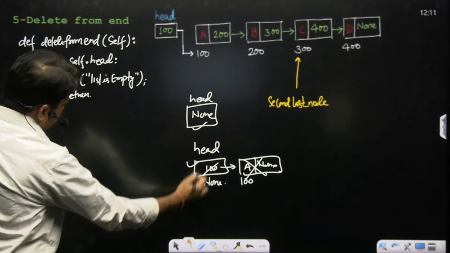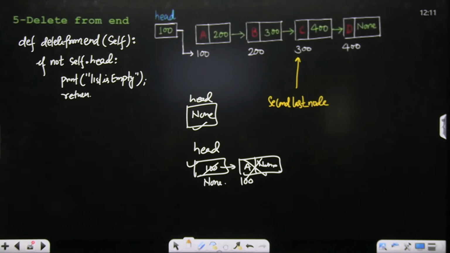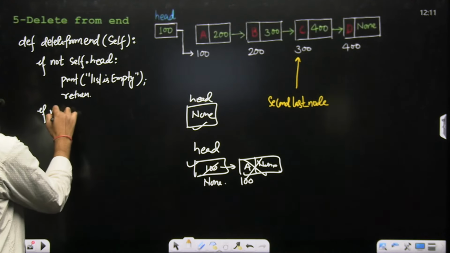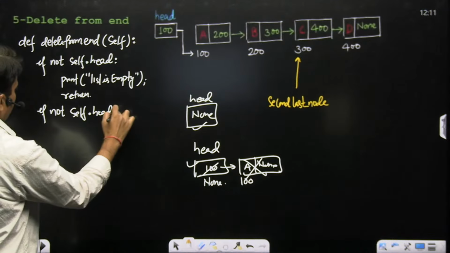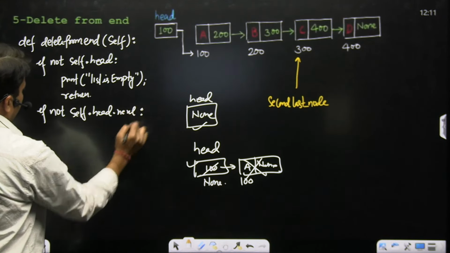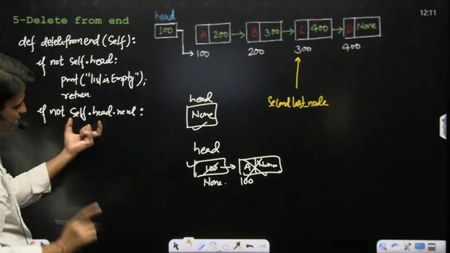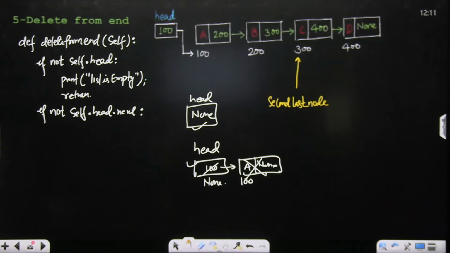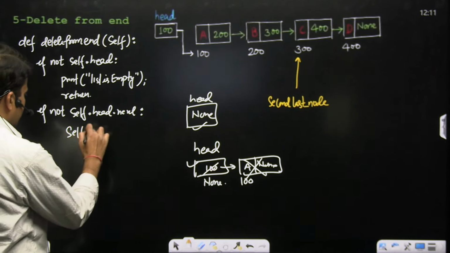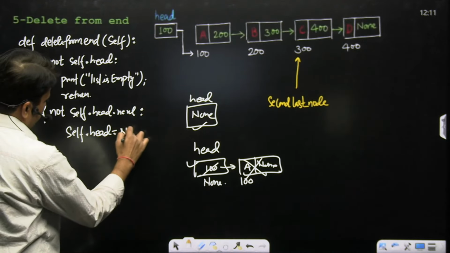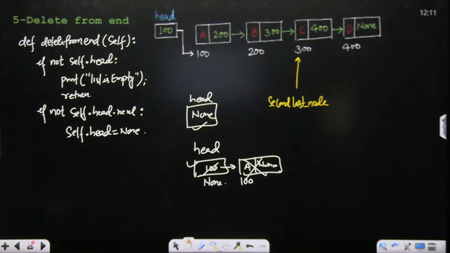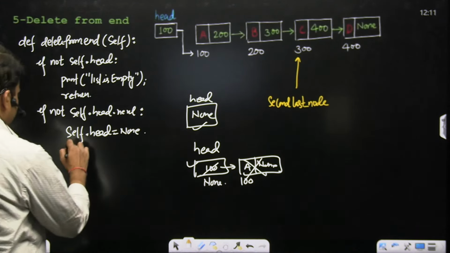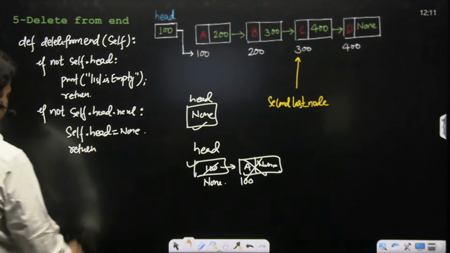Now check another condition: if the list contains a single node. If self.head.next is None, it means the linked list contains a single node. In this case, assign self.head equals None, and return.